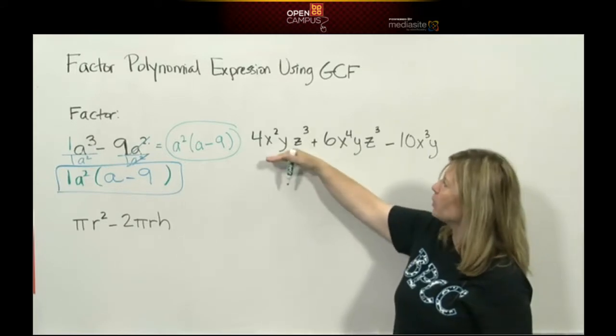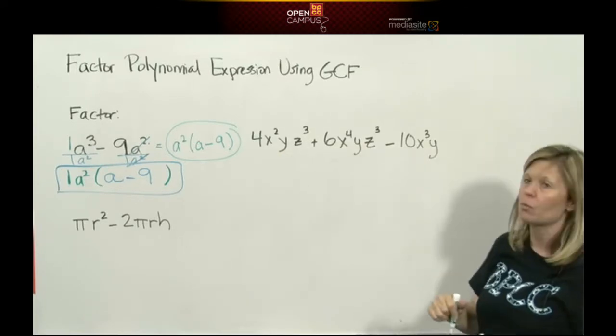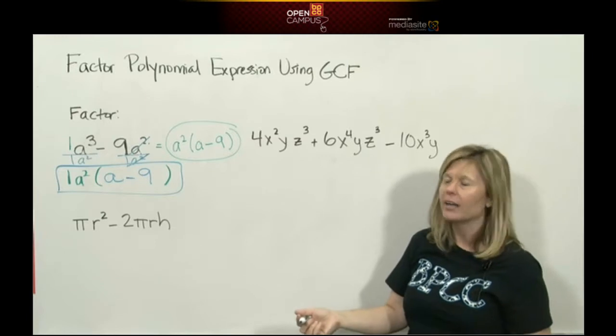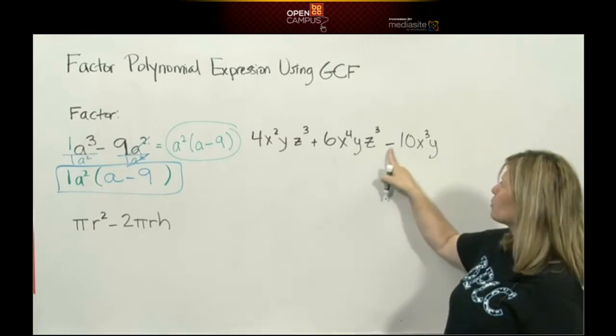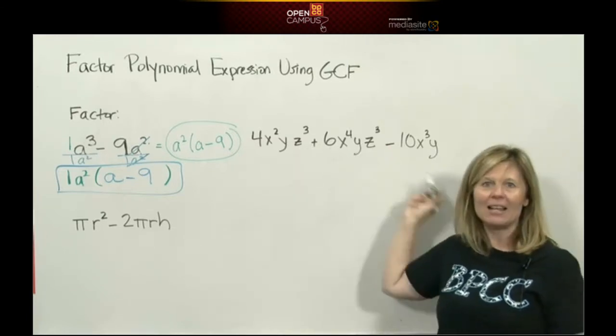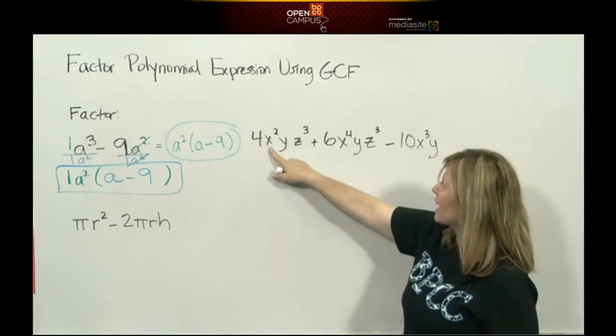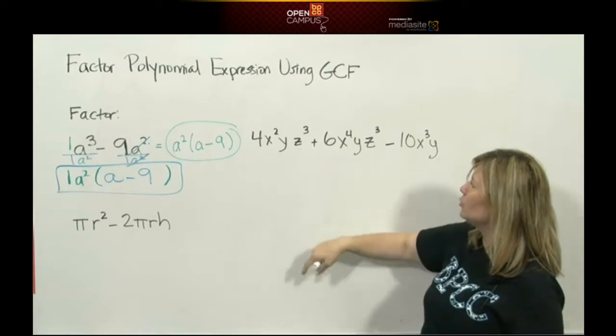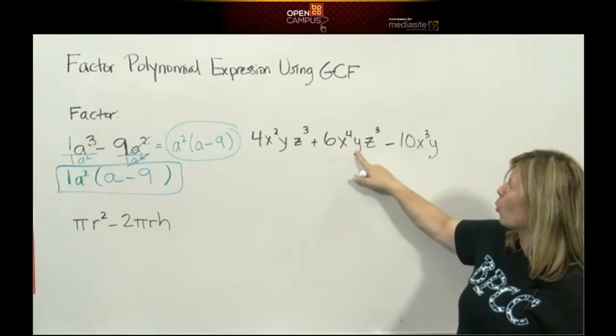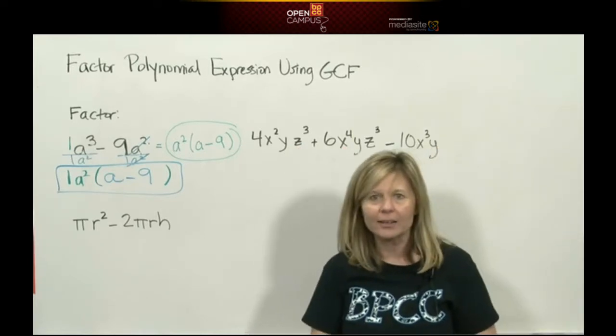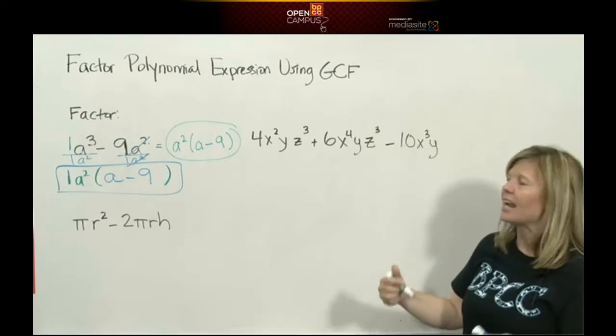I have a trinomial here, 1, 2, 3 terms. I'm not saying simplify because simplify would be to add or subtract. And I cannot add or subtract these terms because they're not all identical. This is an x squared yz cubed. This is an x to the 4th yz cubed. They're not alike. That's why the directions say to factor.